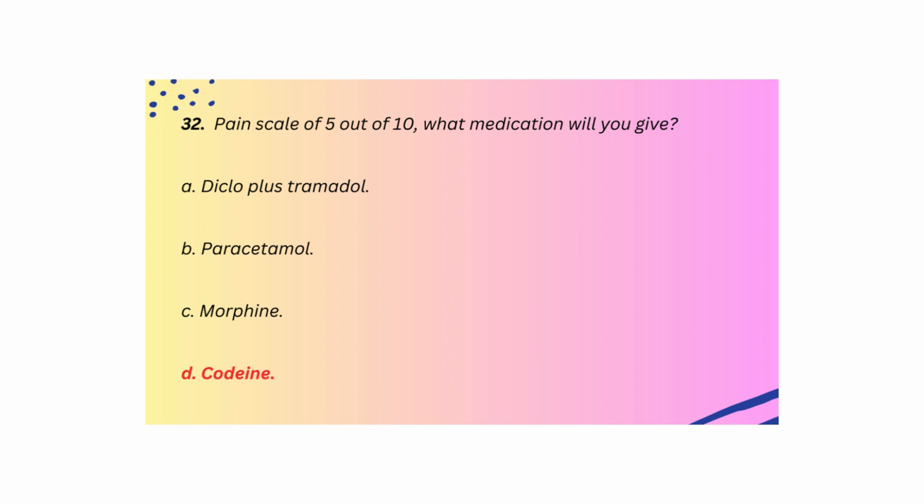Q32. Pain scale of 5 out of 10. What medication will you give? A. Diclofenac plus tramadol. B. Paracetamol. C. Morphine. D. Codeine.